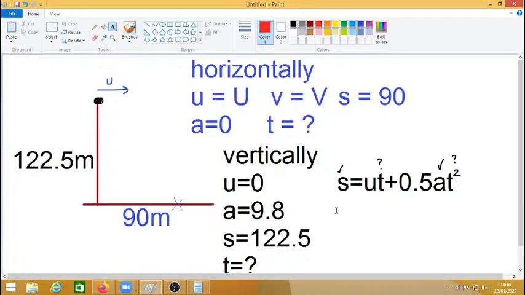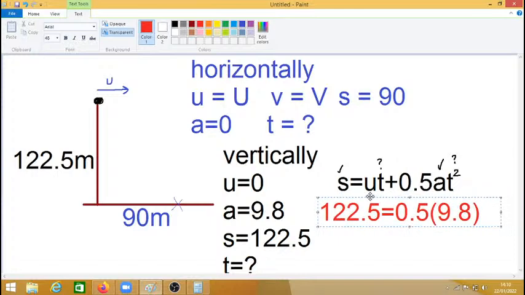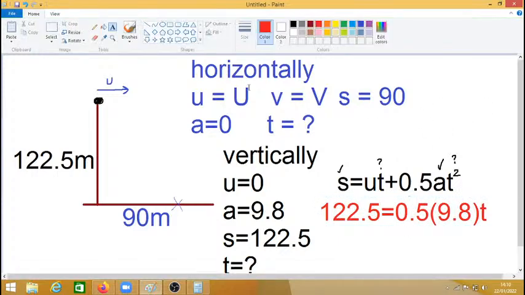We've used it a couple of times already, so you should be confident. So let's put the numbers in. For s, 122.5. The u is 0, so 0t is just going to be 0. Then comes the 0.5. A is 9.8. Acceleration is 9.8. And then t is unknown, so I'm just going to write that as t squared.